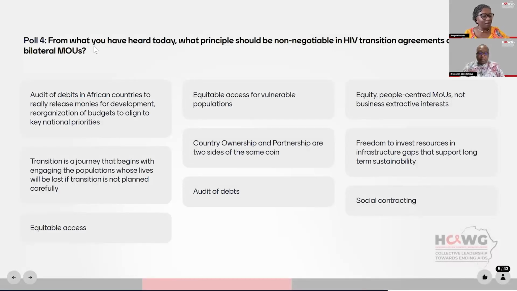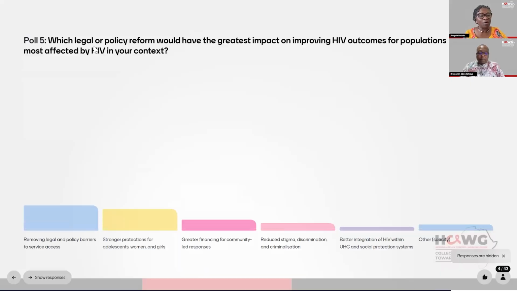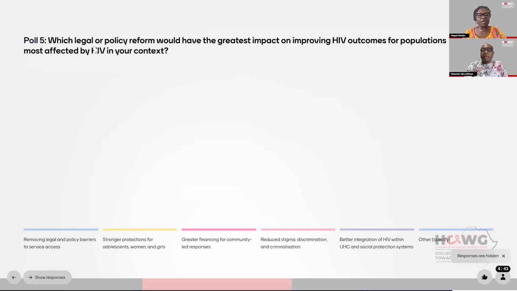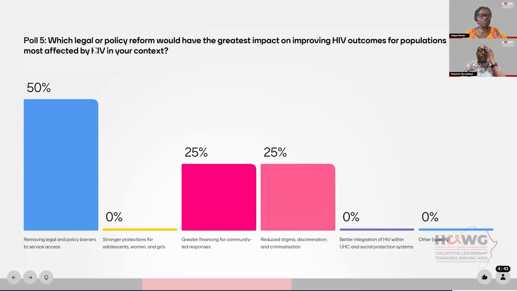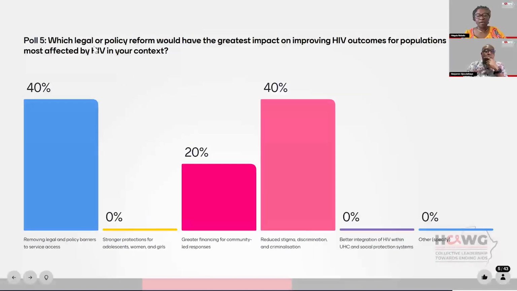Do we have another question for our participants? I believe this is the last one. Which legal or policy reform would have the greatest impact on improving HIV outcomes for populations most affected by HIV in your context? Top of the list so far: removing legal and policy barriers to service access, reduce stigma, discrimination, and criminalization.